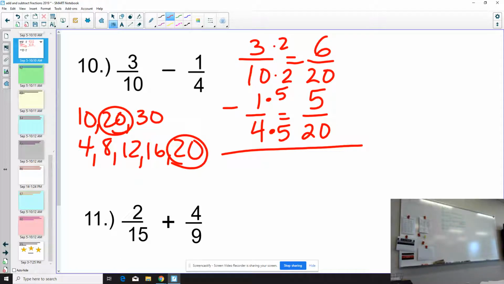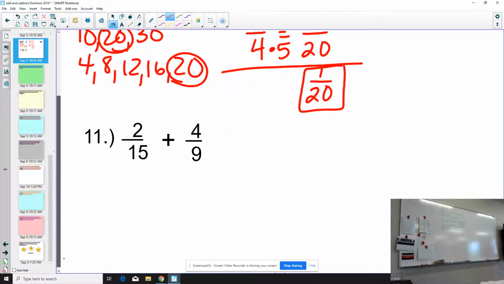Now I can subtract. I can take 6/20ths minus 5/20ths to get 1/20th. But then I have to see if 1/20th is in simplest form. It is, because the only number that goes into 1 and 20 is 1. So that would be my final answer.